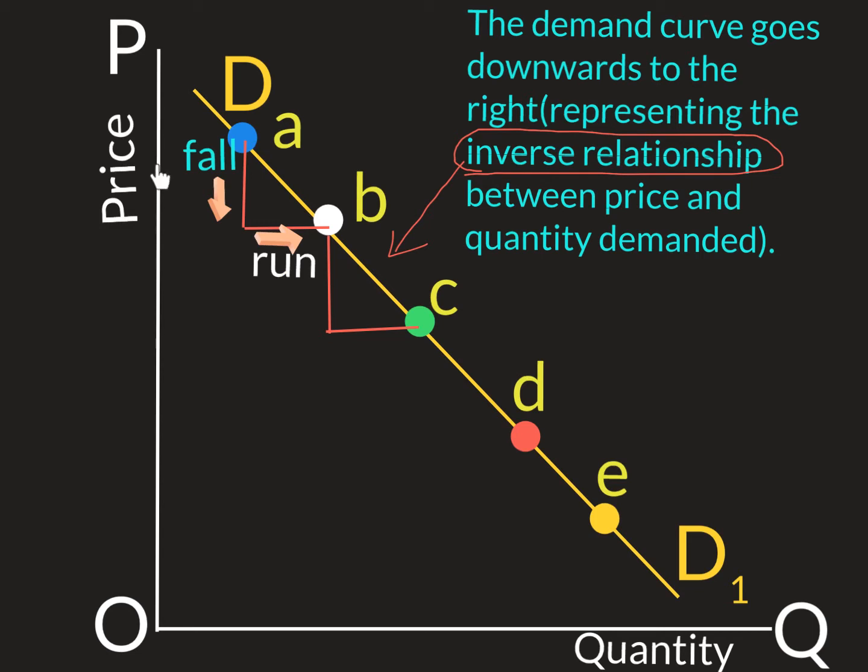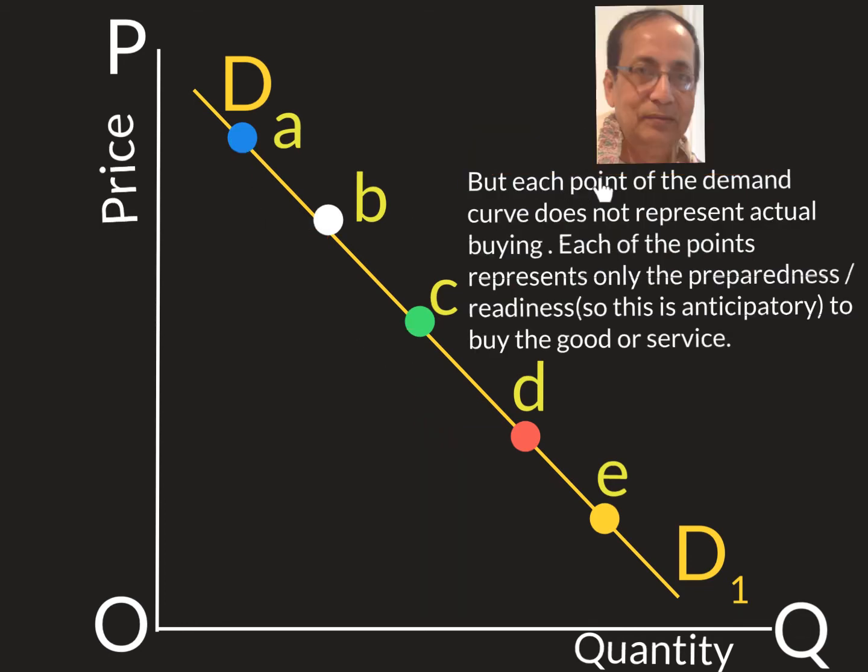If price decreases, quantity demanded increases. In this way, there is the inverse relationship between price and quantity demanded. Each point of the demand curve does not represent actual buying. Each of the points represents only the preparedness or readiness of the buyer to buy the good or service.